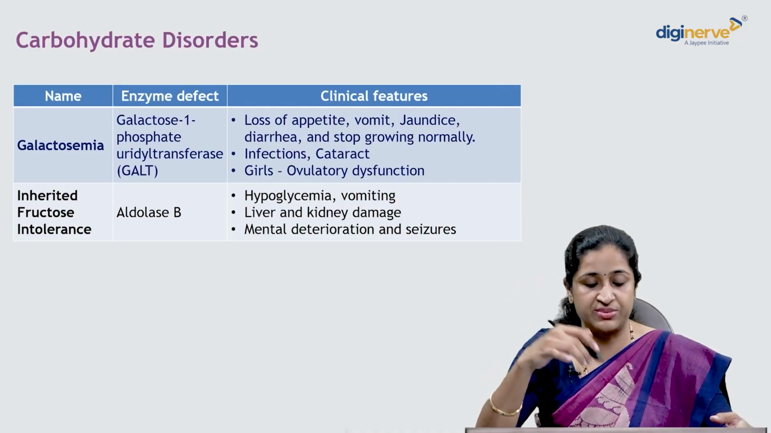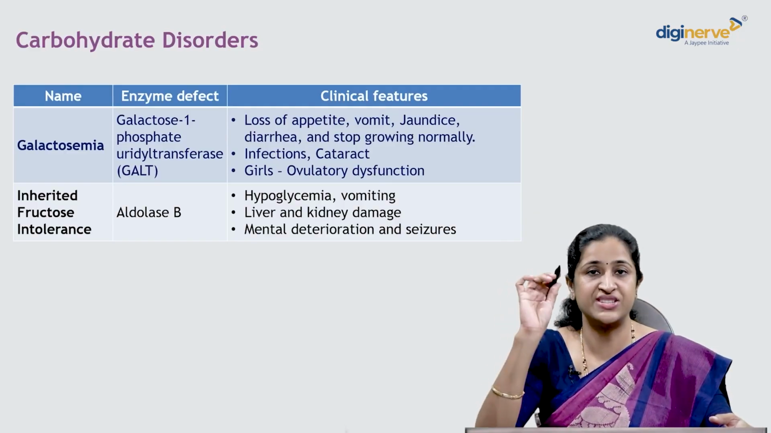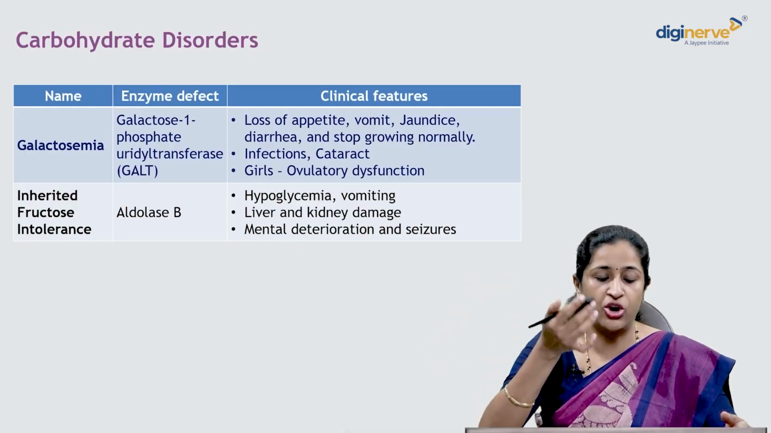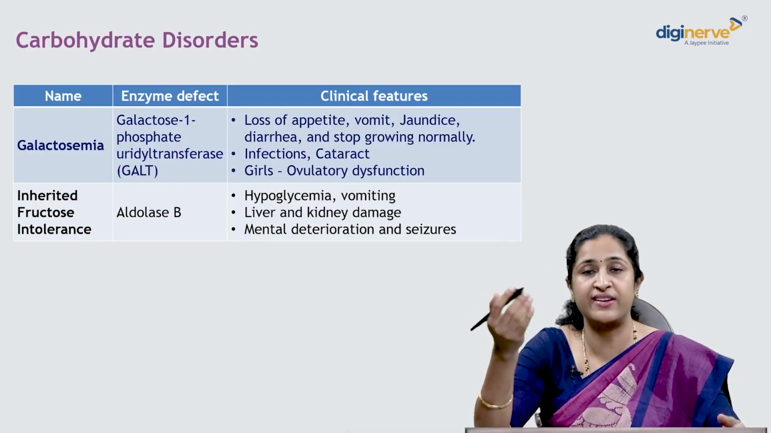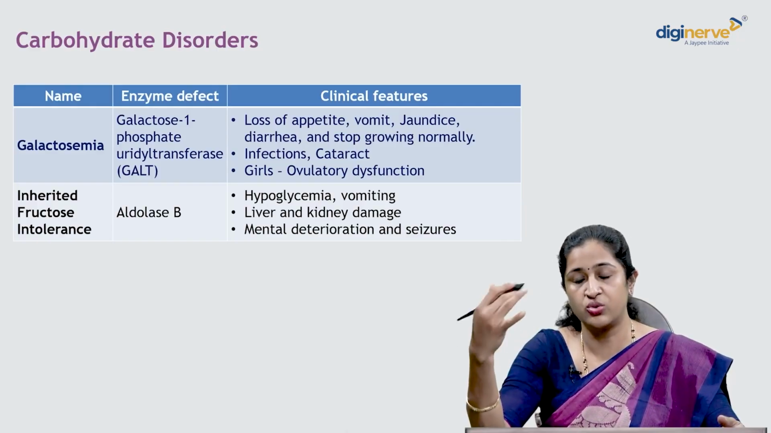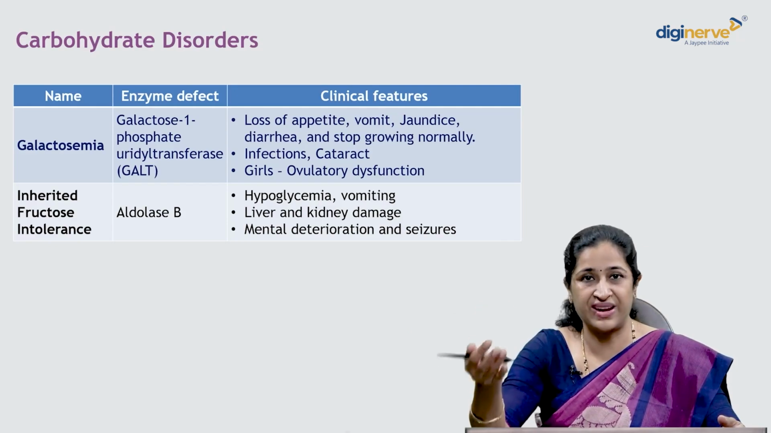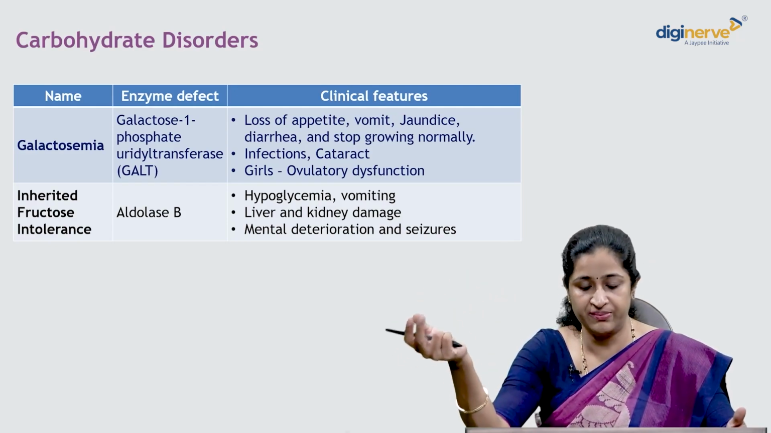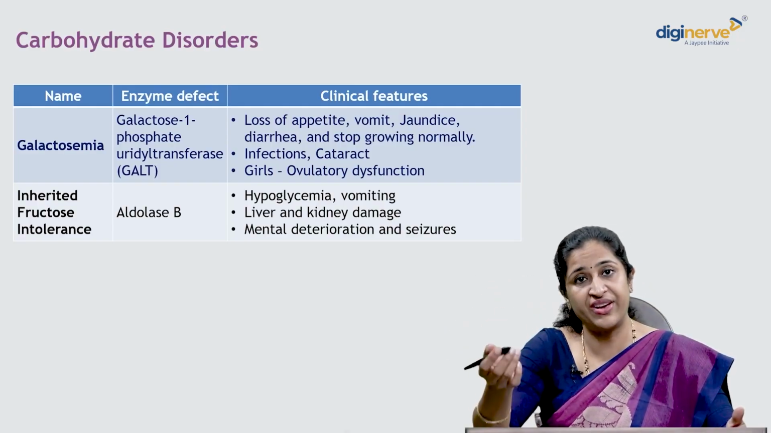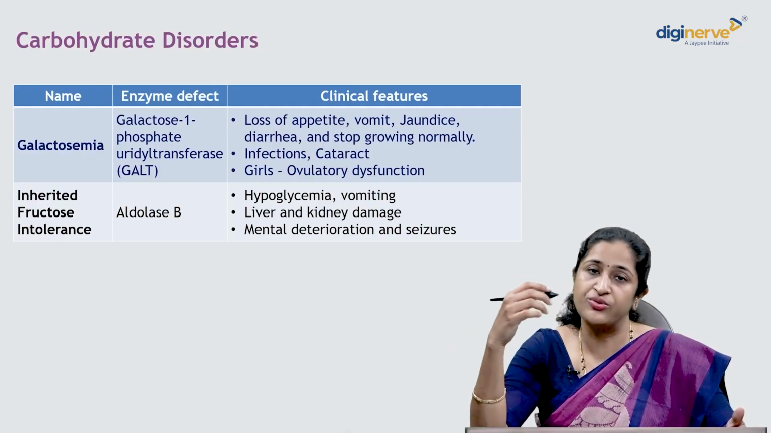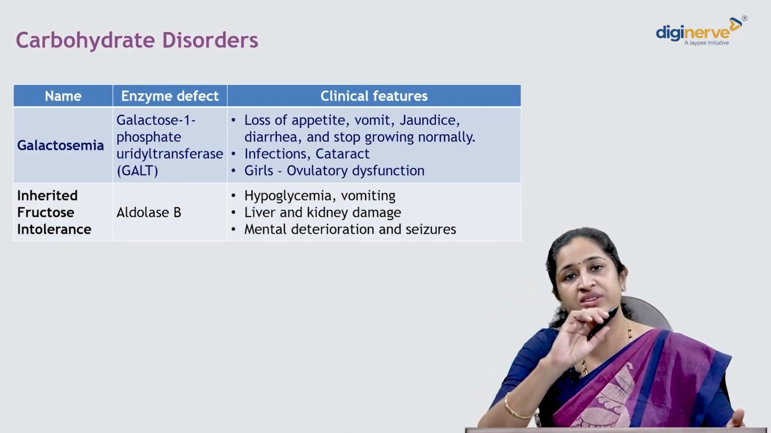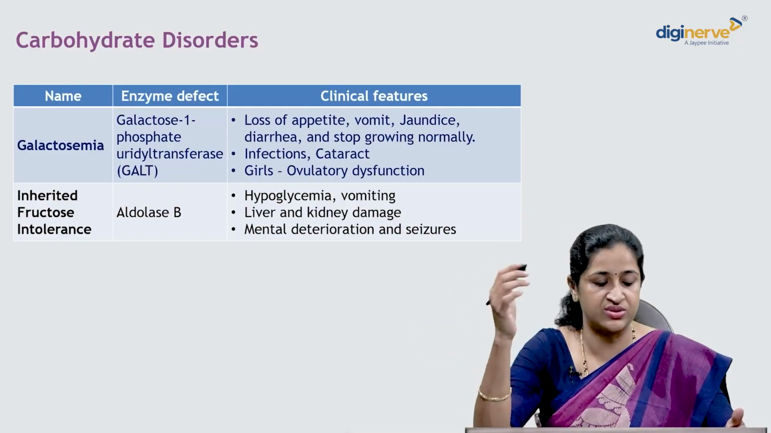So let's begin with galactosemia. Galactosemia is a condition where there's a defect in quality or quantity of the GALT enzyme, the galactose-1-phosphate uridyl transferase enzyme. So these children will have, from the neonatal period, vomiting, loose motions, jaundice, hepatitis, loss of appetite, failure to gain weight, and they are not able to digest even breast milk. You can have infections, cataract developing, and in girls ovulatory dysfunction. Diagnosis is by evaluation of the GALT enzyme assay. You have to do a qualitative and a quantitative analysis to diagnose this.